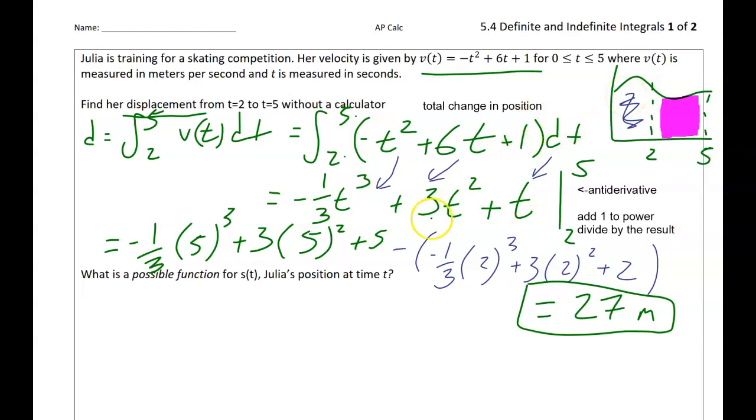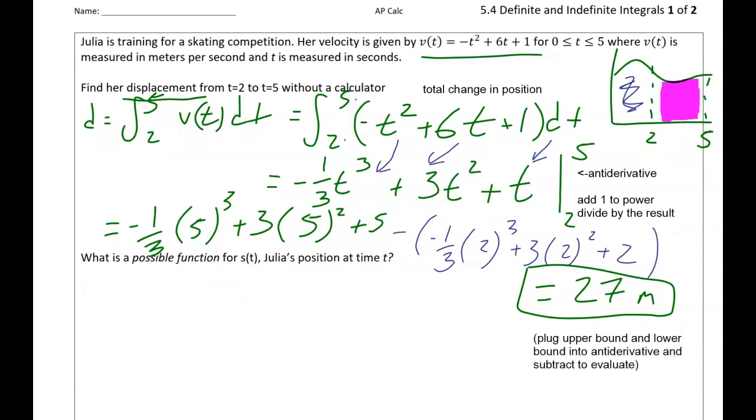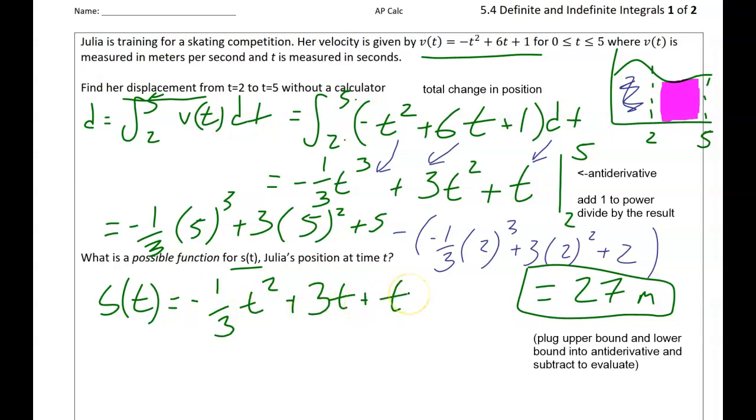You take the antiderivative and then you evaluate the bounds. A button on my calculator would spit out the same thing, right? So now here's a question we could not answer before. It asked me, what is S of t? What is a possible S of t? Well, S of t is what we just got, right? It's the antiderivative of v, because we know that velocity is the derivative of position, so it makes sense that position would be the antiderivative of velocity, right? Here's the catch though.